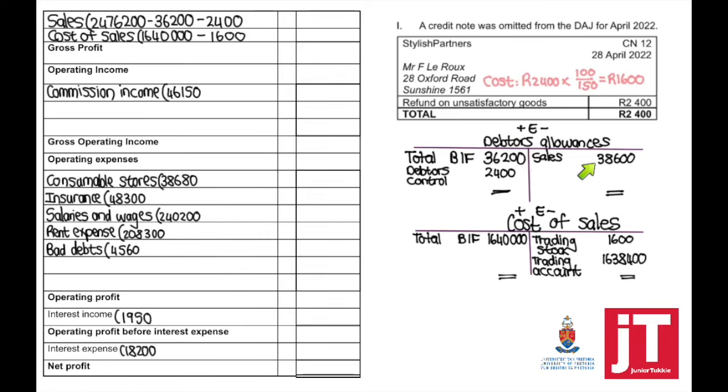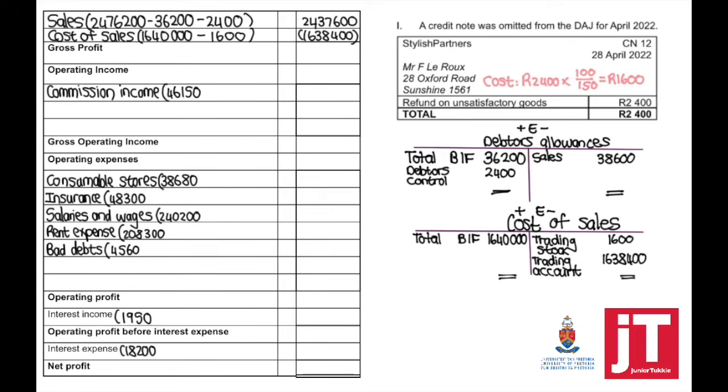Where do we take this? To the sales. This means that we could have also said in here minus 38,600. If you add those two together, it equals 38,600. Cost of sales was credited. This is why we're going to say minus. There were no other adjustments with regards to sales and cost of sales, so we can close that off.